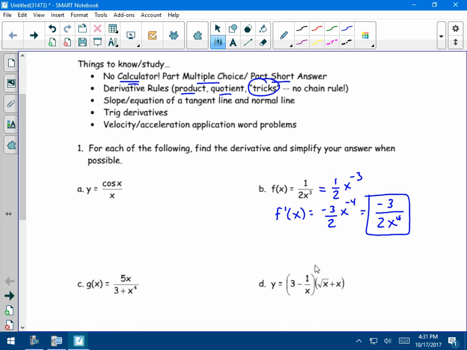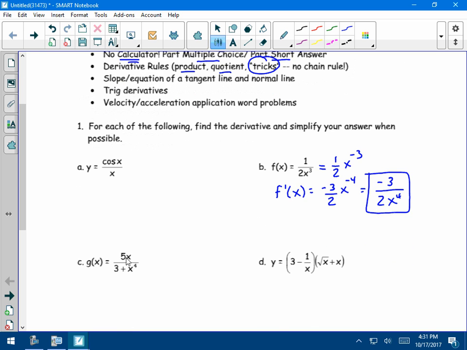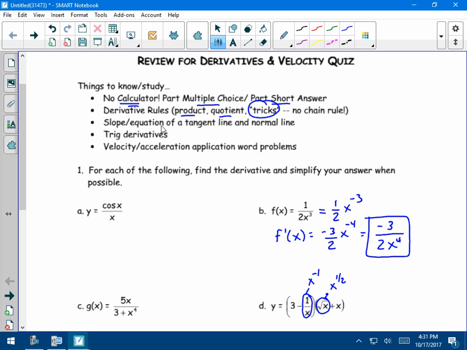Other tricks, this would be quotient rule. This is quotient rule. This is product rule, but remember, we're going to write this as x to the -1. We're going to write this as x to the 1/2. But I would use product rule on that one. Slope equation of tangent lines and normal lines. So that new piece is on there. Remember, negative reciprocal of the tangent slope.